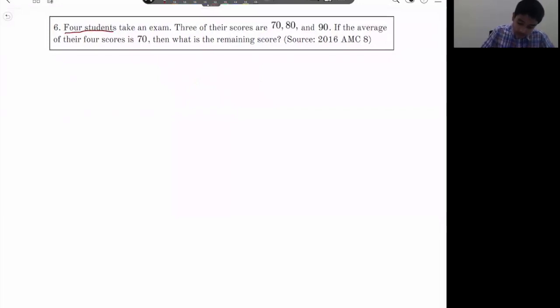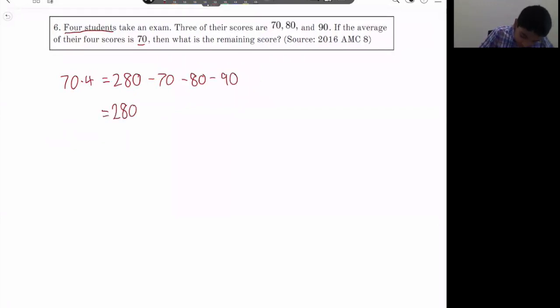So there are 4 students and their average is 70. So the sum is just going to be 70 times 4, or 280. The sum is 280, and 3 of the students are 70, 80, and 90, so we can subtract them off. 280 minus 240 gives 40. So the final remaining score is just going to be 40.